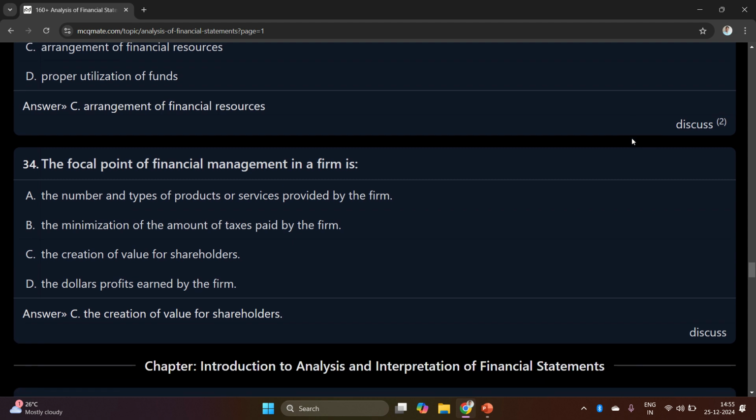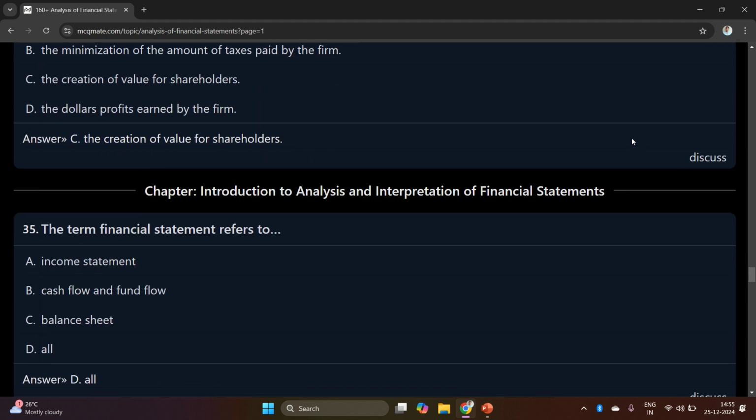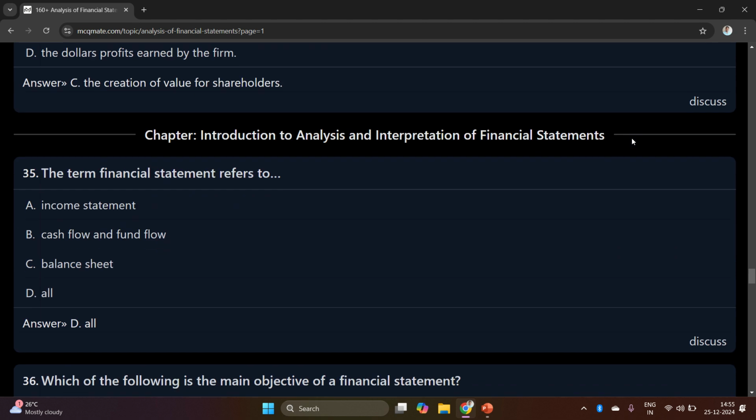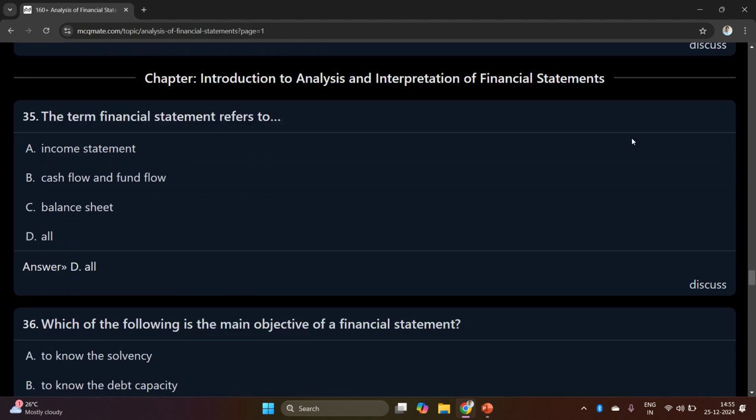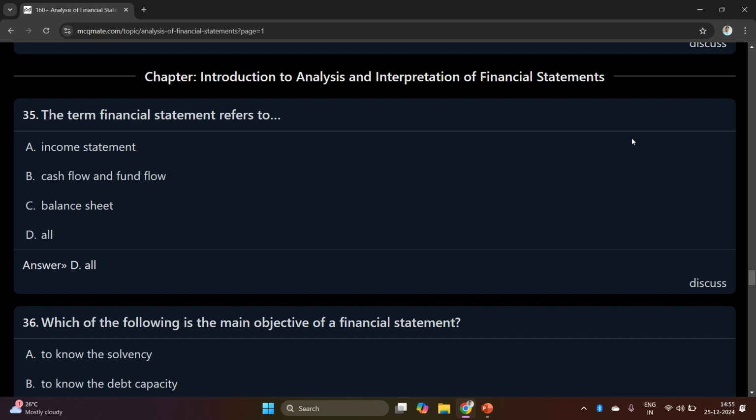Option C, the creation of value for shareholders. The term financial statement refers to the income statement, cash flow statement, funds flow statement, and balance sheet. All of the above options can be referred to as financial statements.